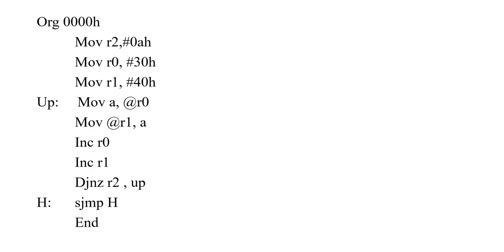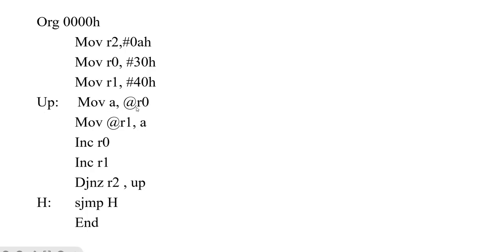Then comes MOV R1, #40H. This instruction loads the value 40H into the register R1, and this register will serve as the destination pointer pointing to the memory location where the data will be copied. Next comes the loop. This is a data transfer loop, and for this loop we are using the label UP.